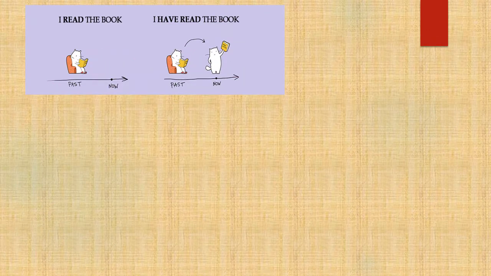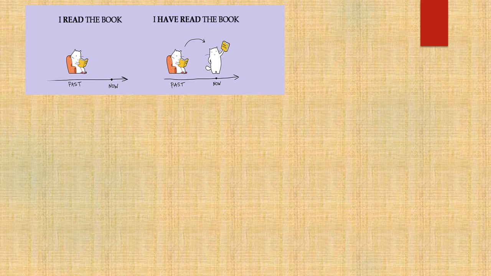Now let's focus on the difference between the past simple and the present perfect. Here in this example, I read the book, I have read the book. The difference is we use the past simple to talk about a finished action that doesn't have any result in the present, or it didn't continue to the present. It started and ended at a specific time in the past.